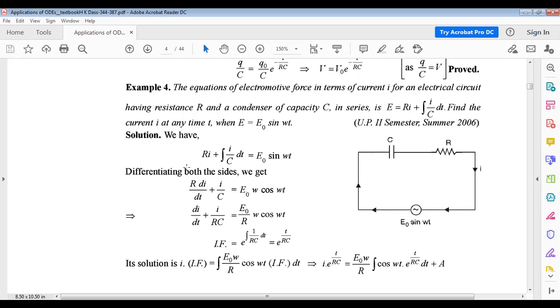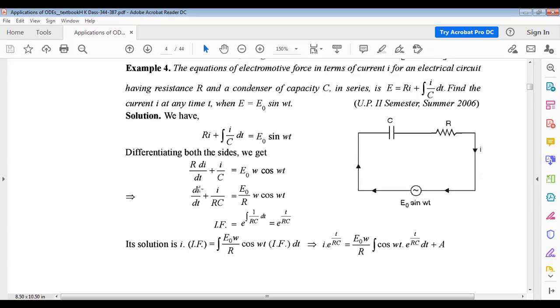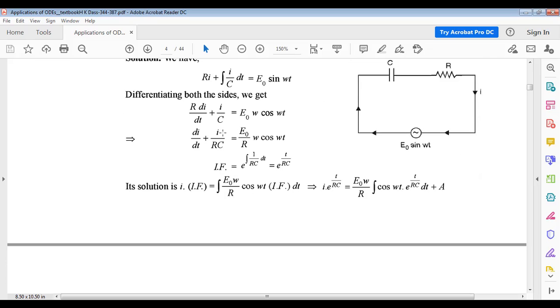Okay, so differentiating both sides, we can write R di by dt plus, the integration sign will be cancelled due to differentiation, and the differentiation of sine is cos, multiplying with the coefficient of t, which is omega. So di by dt plus I divided by RC equals to E naught omega cos omega t divided by R, dividing by R on both sides. So the integrating factor will be what? Coefficient of dependent variable. Understand? This is the linear differential equation of first order.